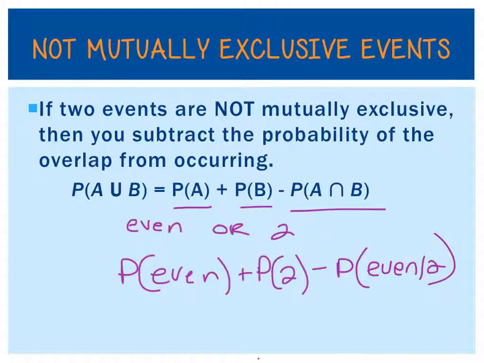So the first thing you're going to do is ask, can it be both of those things? If it can't be, then you add them. If it can be, you add, but then you subtract the overlap.